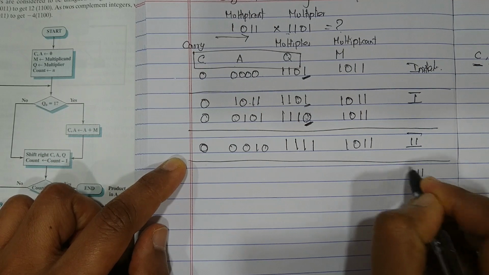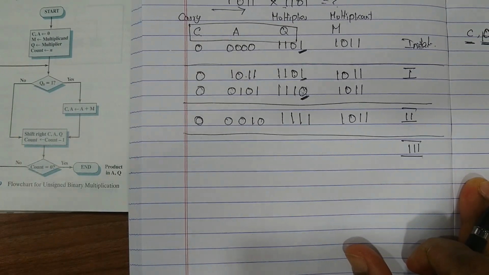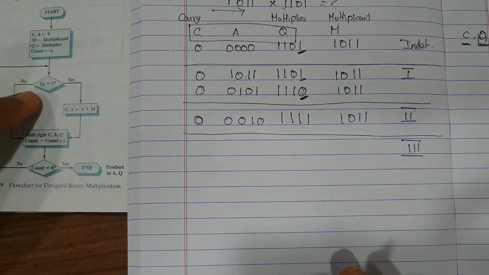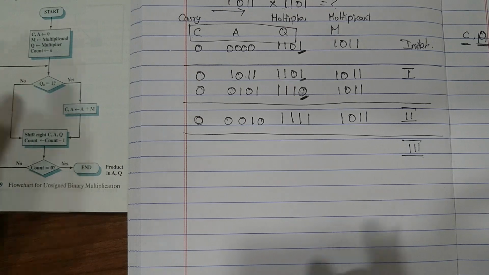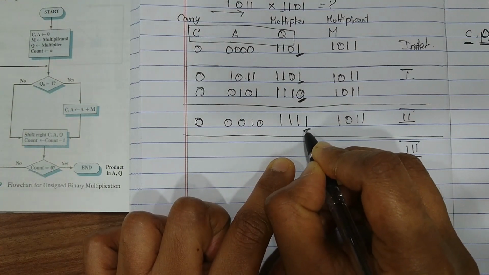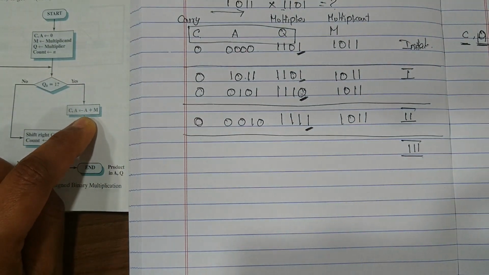Now I am going for the third iteration. I told you we will be doing it 4 times because we are using a 4-bit adder. Condition again. Check the Q0. Is it equal to 1? Q0 means, I told you already, the 0th position of your Q. Now it is 1. If it is 1, add A and M.